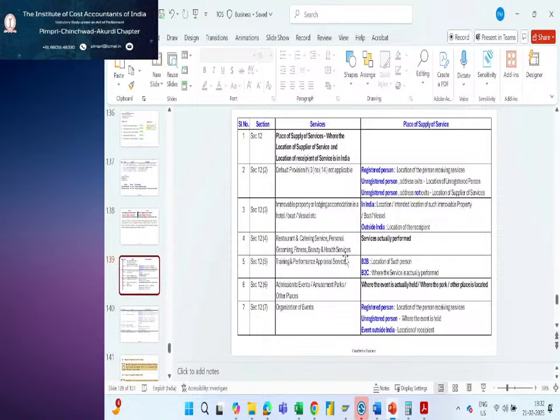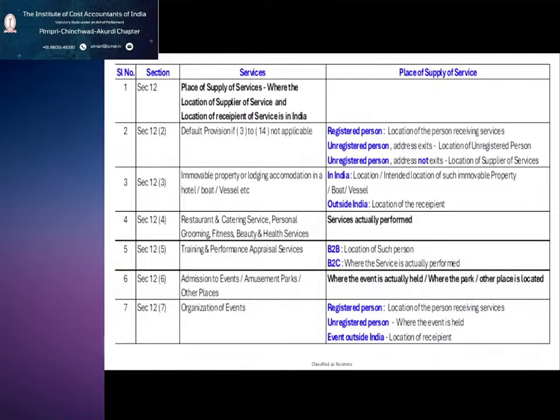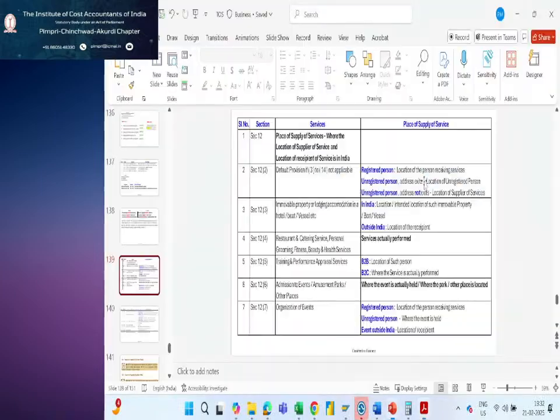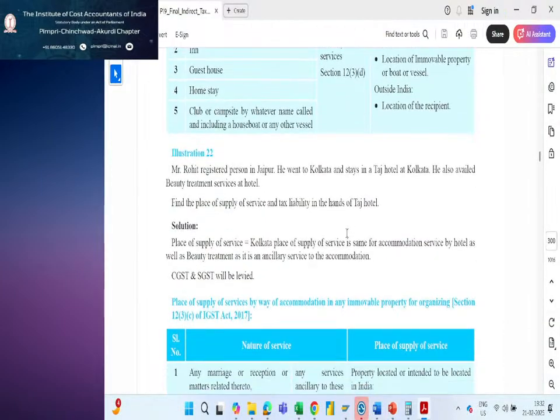Subsection 4 is for restaurant and catering services, personal grooming, fitness or beauty and health services. In that case, our place of supply of services is where the services are actually performed. You can see here, services actually performed. So we'll see a simple example of this.